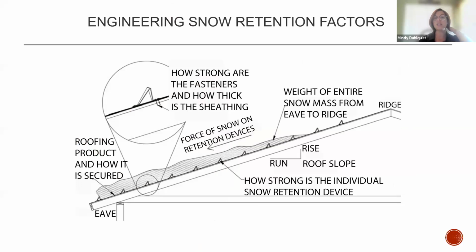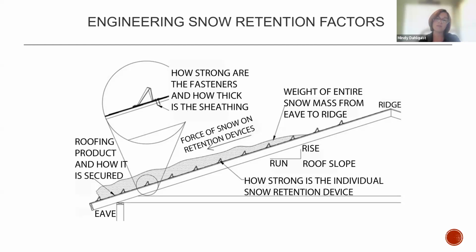Snow retention engineering factors are going to be, what is the product? So what kind of roofing product is on this roof? Is it metal? Is it composite? Is it asphalt shingles? How strong are your fasteners and how thick is the sheathing? So knowing what kind of fastener you're putting into that snow retention device is important, and what kind of sheathing you're going to be using.